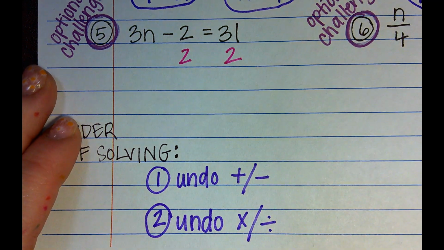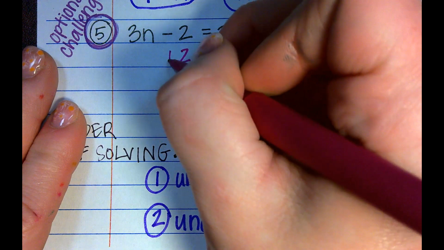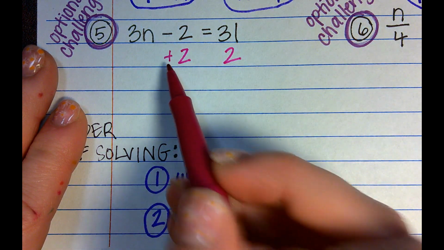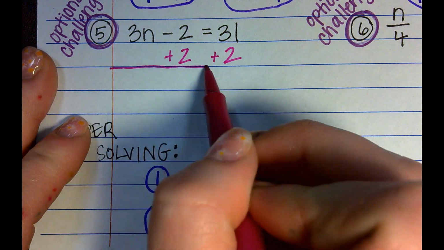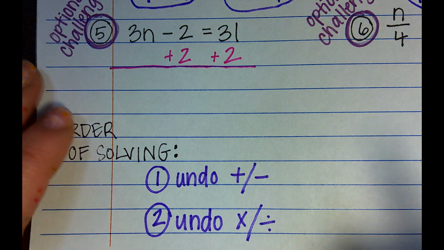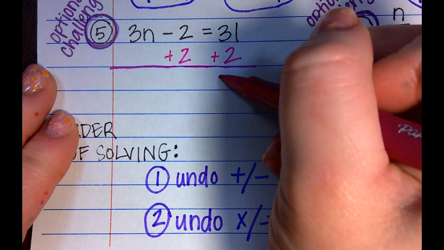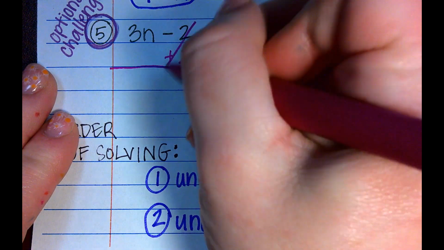Perfect. And what am I doing with that 2? Add it. Since it's minus, we do the opposite. We do plus. Okay, so we got 33. 31 plus 2 is 33. Cross out the 2. Good, my 2's cancel.